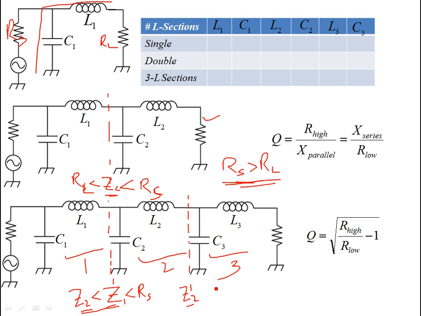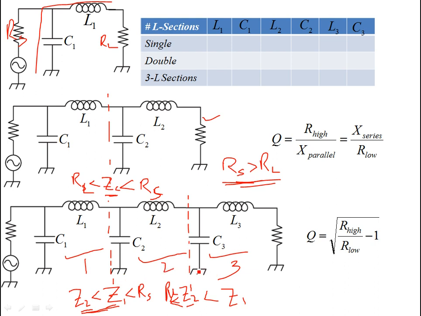So again, Z2 will of course be greater than RL, but it's less than Z1, which is basically the same situation that we have earlier. So Z1 is greater than Z2. So you have two for three sections, you have two center impedances.